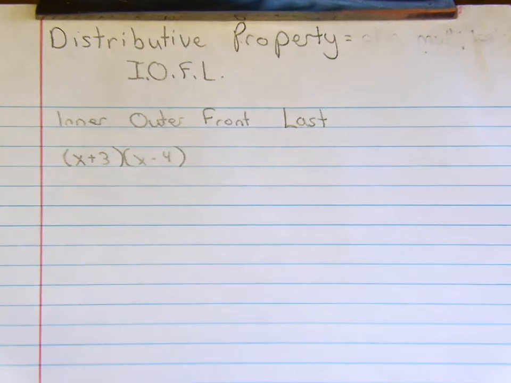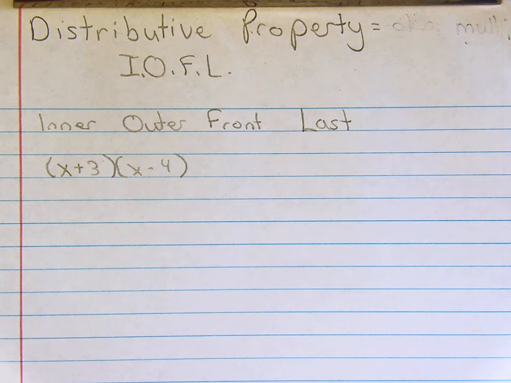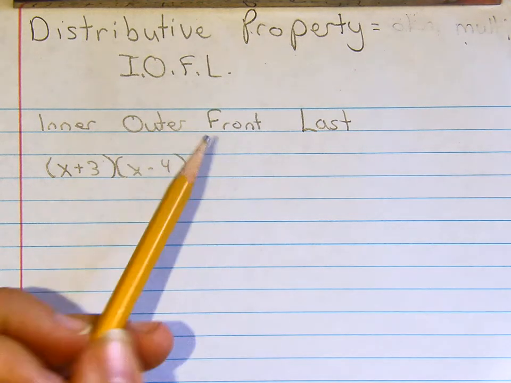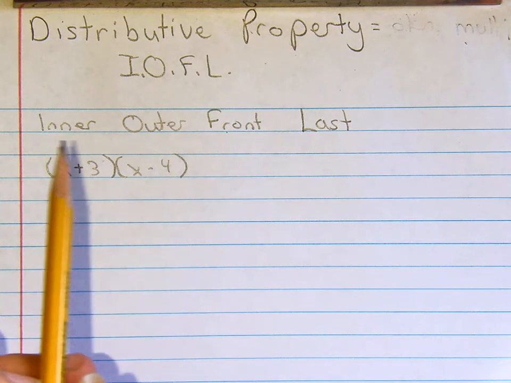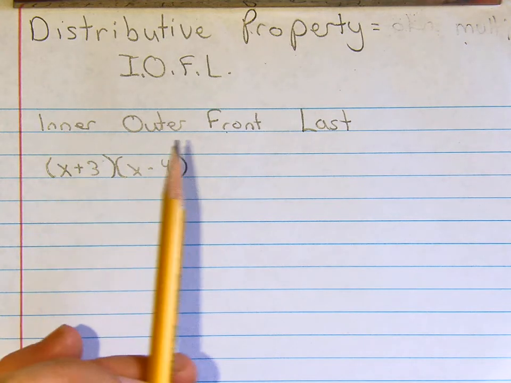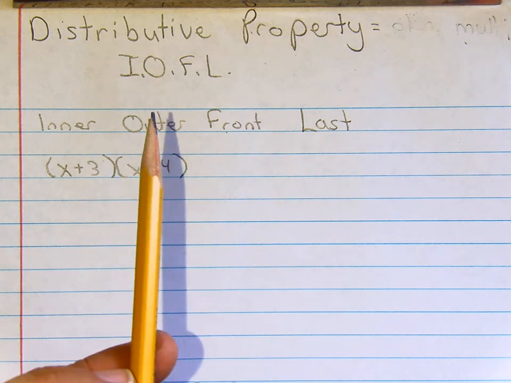In this video we're going to be talking about the distributive property, and basically it's just a form of multiplication. Every digit has to be multiplied by every other digit, and so traditionally you hear things called the FOIL method of first, outer, inner, last. I like to do mine as inner, outer, front, last. I just find it a lot faster and more efficient, and I want to be able to show you that.